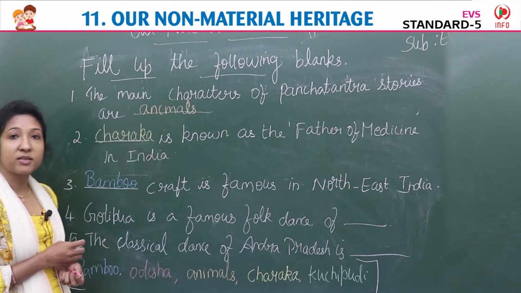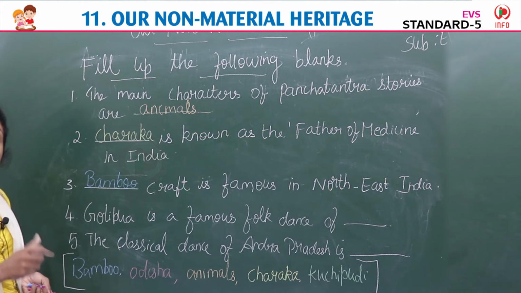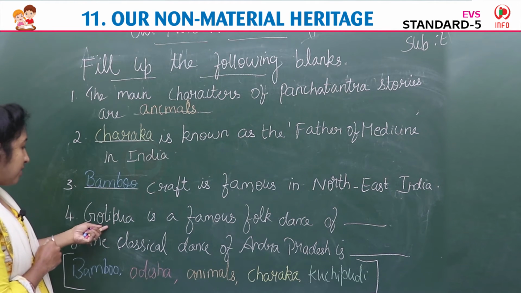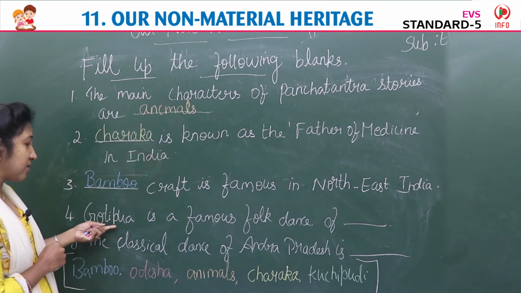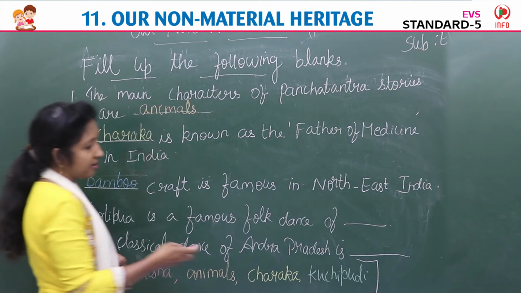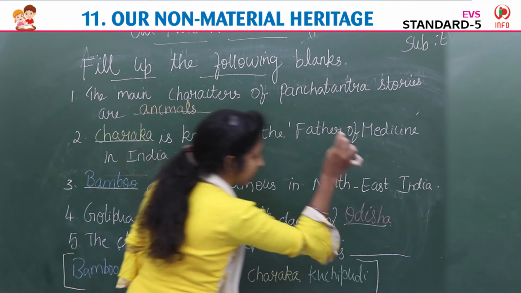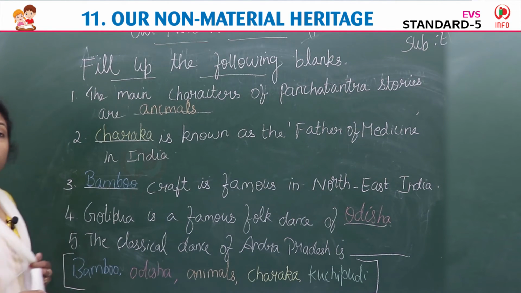Now coming to the next question, the fourth one. Gotipua is a famous folk dance of dash. Famous folk dance of which state, children? This folk dance is famous in which state? Yes, Odisha. Odisha. Okay. Now coming to the last question.